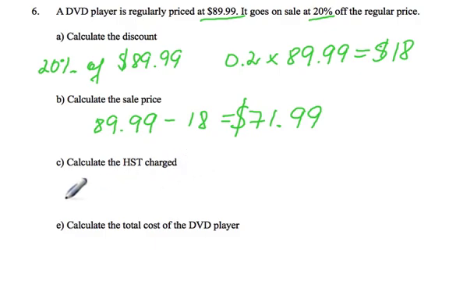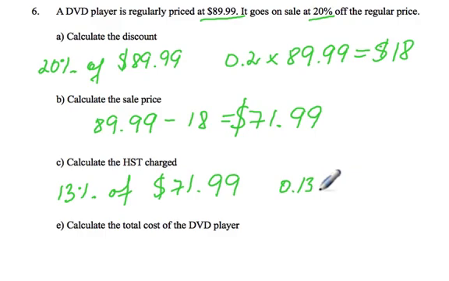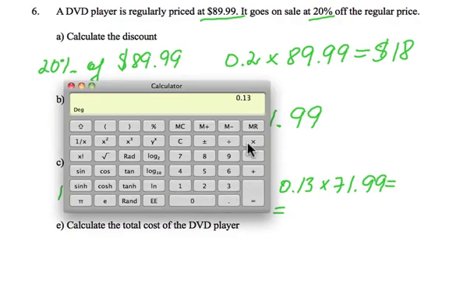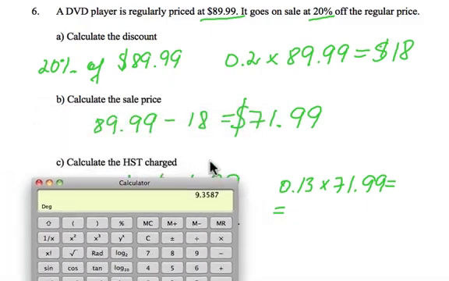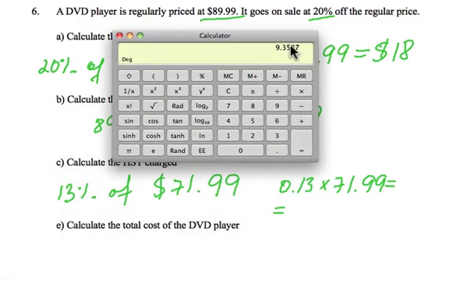Now it's asking us to calculate the HST, or the tax. Currently the tax is 13%, so we want to calculate 13% of the price. The tax always gets applied after the discount has already been applied. So we are calculating 0.13 times 71.99 equals, and again, because we're talking about money, we will be rounding it to 2 decimal places. So it's 9.36.